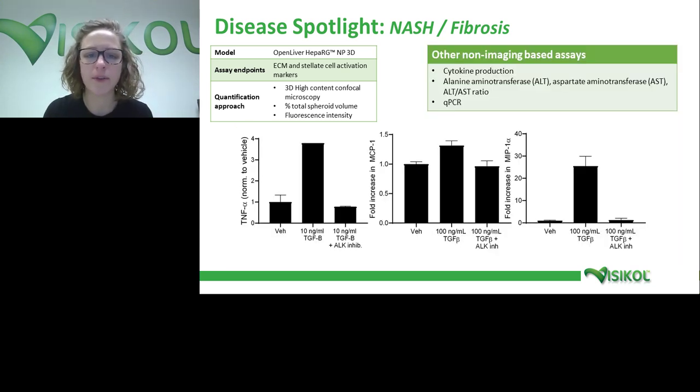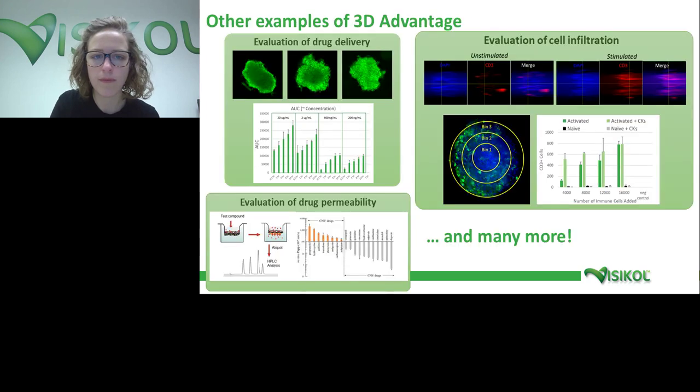Similarly, we can multiplex these with other non-imaging based assays to look at things like cytokine production, ALT and AST, commonly used metrics to evaluate liver functionality. And we again see that when you stimulate with TGF-beta, you get some fold increase in these different cytokine readouts. But when you treat with an ALK5 inhibitor, we get that amelioration of the disease state. So that's just one example of using 3D cell culture assays to study a disease more effectively. But there are a number of other examples out there for this 3D advantage.